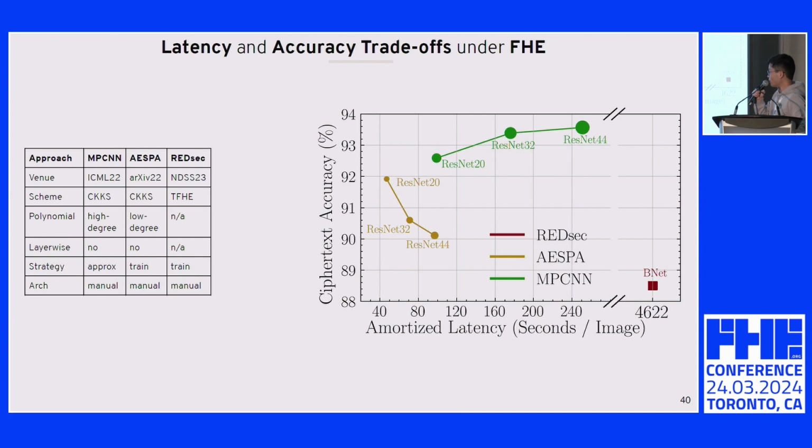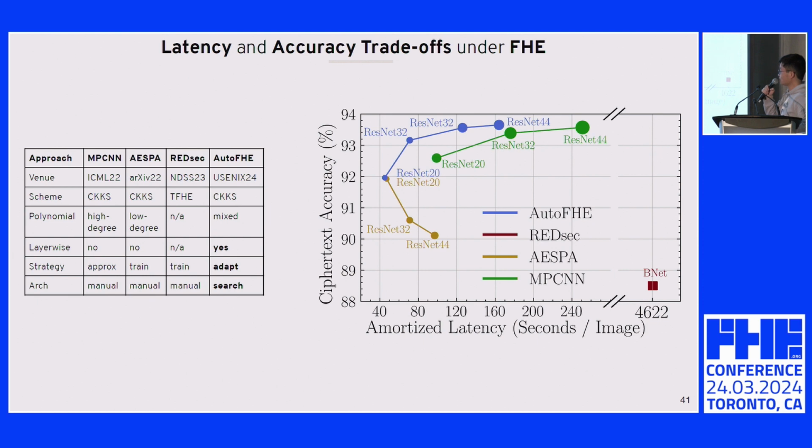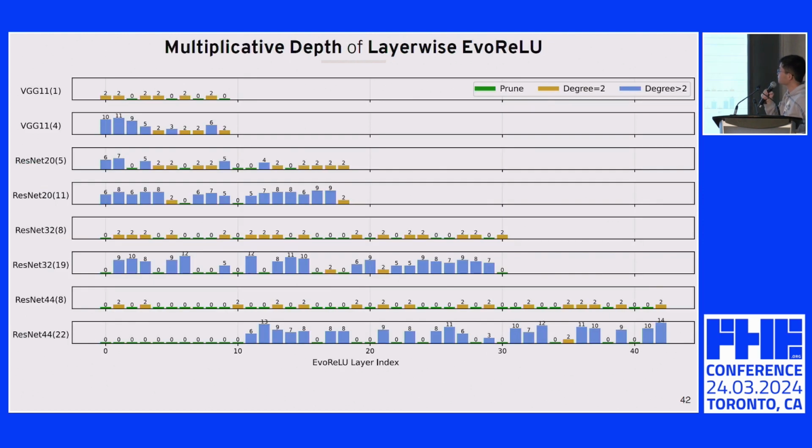However, when we evaluate a convolutional neural network, if we use TFHE, we have to evaluate millions to billions of gates. So in total, the TFHE latency is very high compared to the CKKS. And this is our result, AutoFHE. We have a better trade-off compared to baselines.